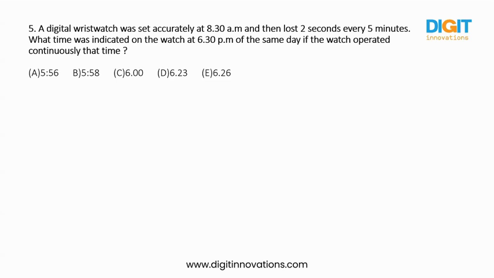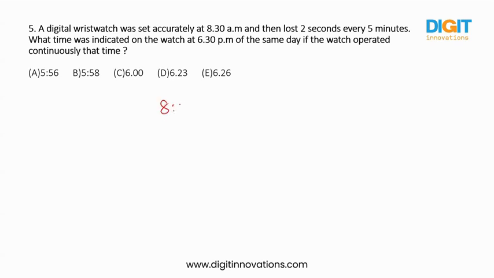So what was the time indicated on the watch when operated continuously that time? So they are asking, from 8:30 to 6:30, the time was running. In these hours, for every 5 minutes, 2 seconds is being lost. What would be the exact time if 2 seconds is lost for every 5 minutes? What would be the exact time that should be shown? They're asking.